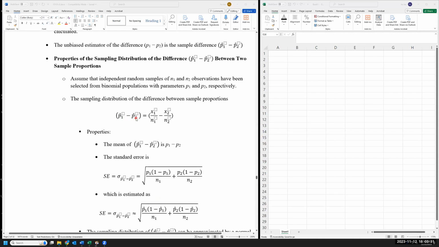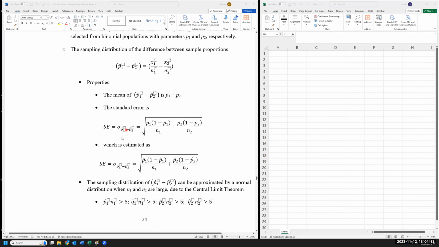To calculate P1 hat and P2 hat, it's just X1 divided by N1. X1 being, in my example, the number of men in the US in our sample, divided by the total of our sample in the US, N1. And X2 is the number of Korean men in our sample divided by N2, the number of Koreans in our sample. All right.